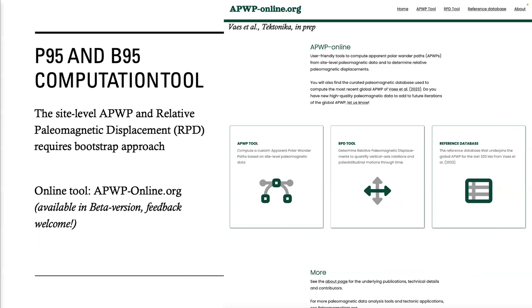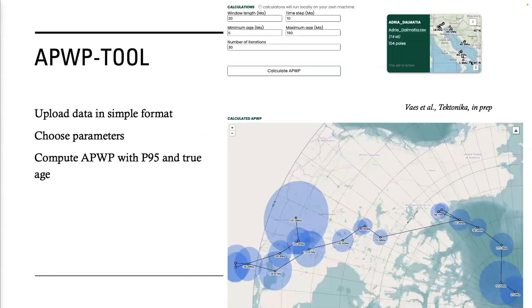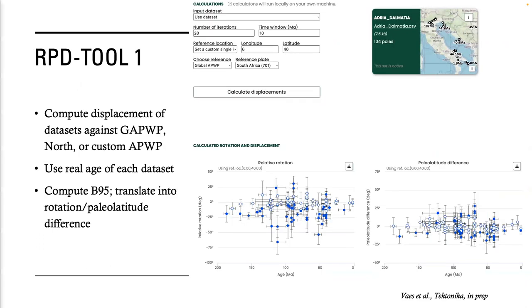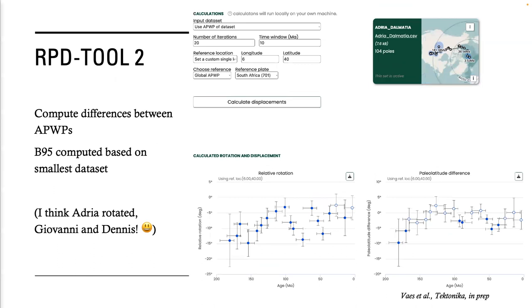So we made APWPonline.org, where you can compute, based on your own data, your own apparent polar wander paths. You can make the apparent polar wander paths, and you can calculate relative paleomagnetic displacements. This is, for instance, on a pole level, the relative paleomagnetic displacements of poles from Adria relative to Africa. For those of you who are interested in the Pangaea problem, this shows, if you do that on the apparent polar wander path, that you should not use the poles from Adria if you want to compute Pangaea, because it's rotating. But here, now you can compute the differences between apparent polar wander paths, or between your study pole and an apparent polar wander path, and everything goes with a bootstrap method, and it's computed in your browser. So it's not that you upload the data to me and that I can then quickly publish them.